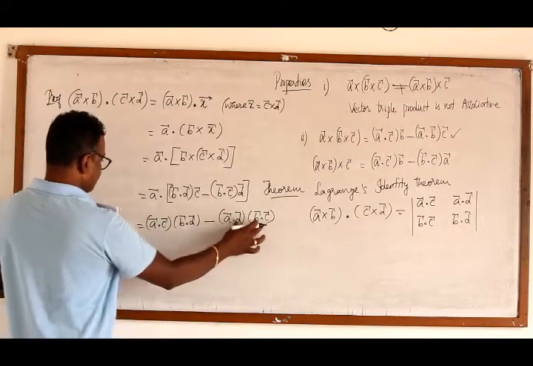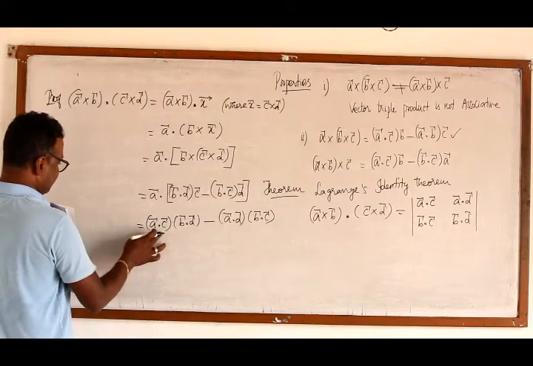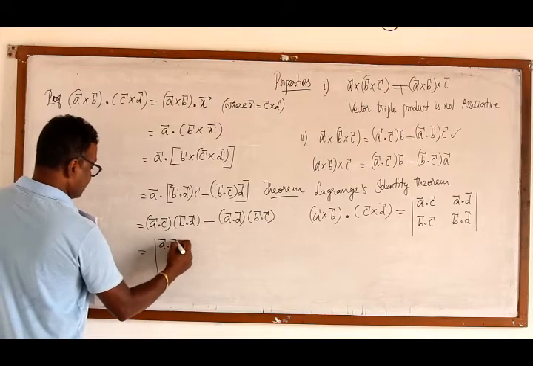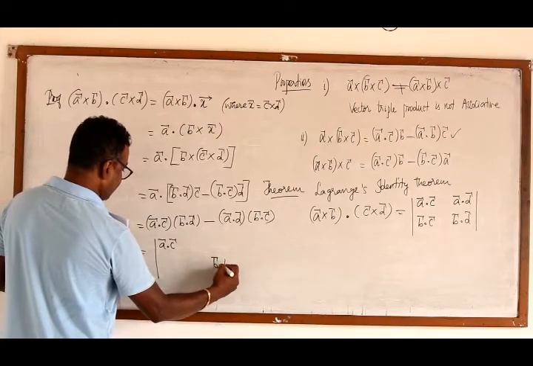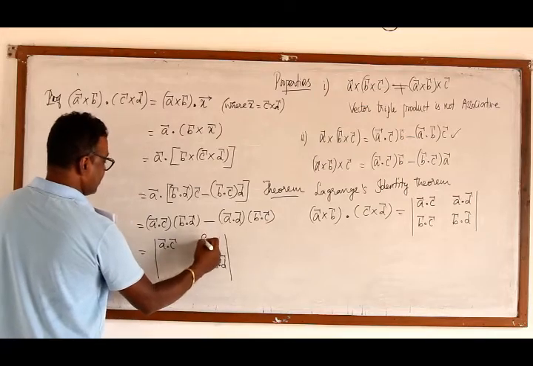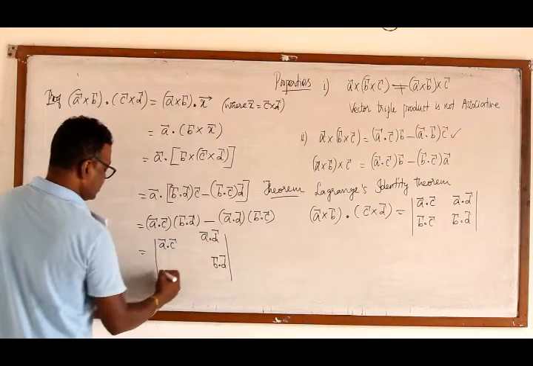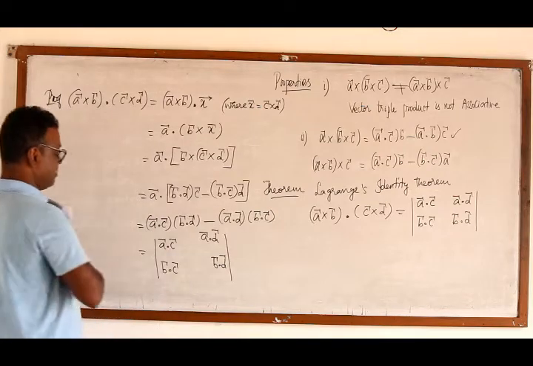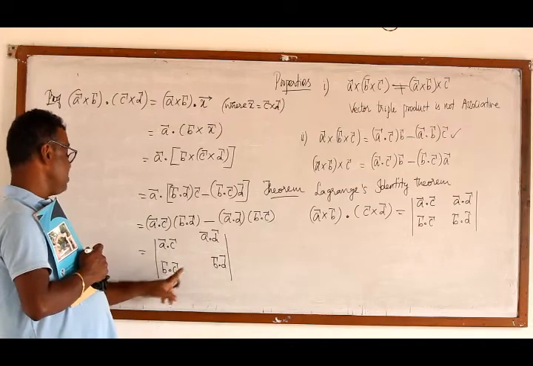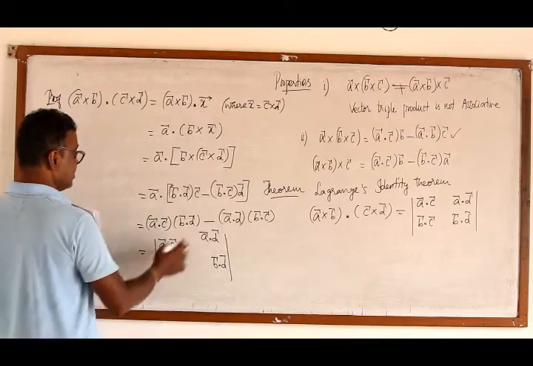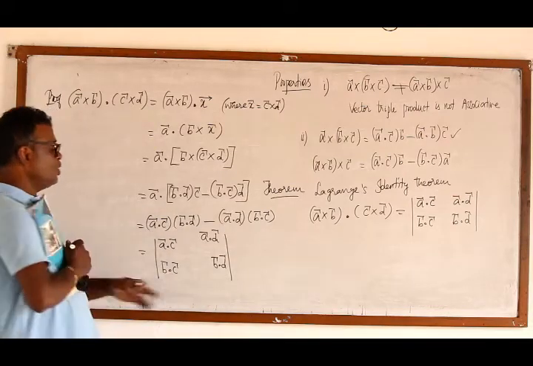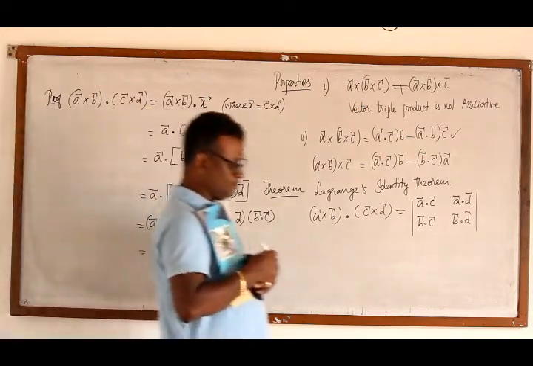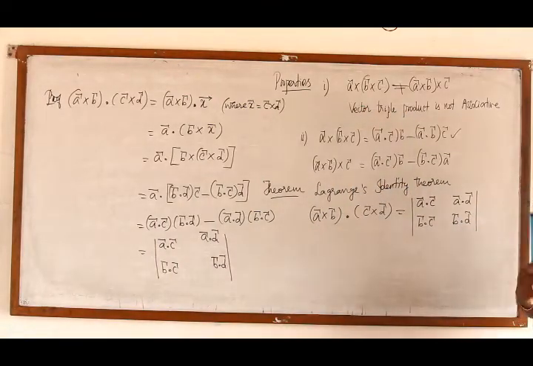Now this expansion will come only if this one is the main diagonal and these two are the other diagonal. That is A dot C, here I have B dot D, and then here I have A dot D, then this will be B dot C. This expansion is of this format. So (A dot C) into (B dot D) minus (A dot D) into (B dot C) can be written as a 2 by 2 determinant. So this is the theorem called Lagrange's identity theorem. Now we shall go for examples.